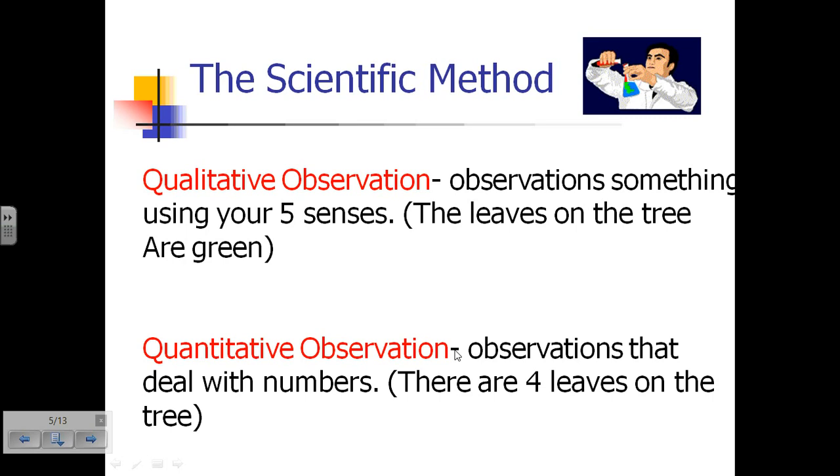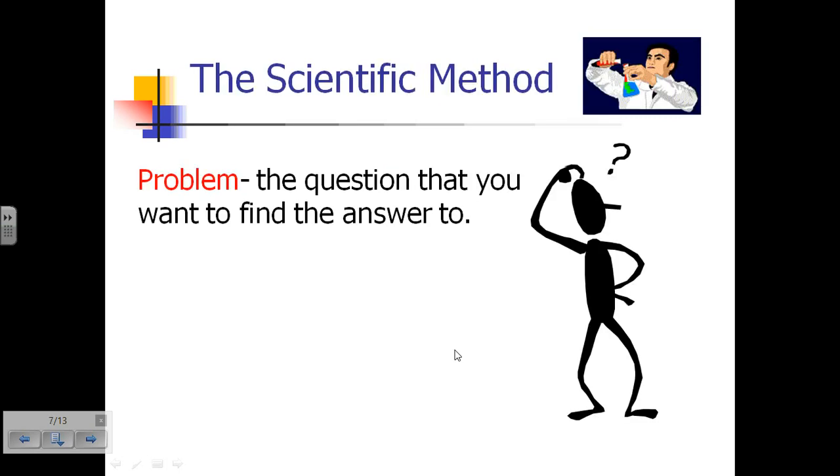A quantitative observation, however, deals with observations that deal with numbers. They deal specifically with numbers. And in this case, an example would be if a tree was noticed and the tree had 4 leaves on the tree. So that is the distinction. Quantitative observation comes from the word quantity, which refers to the number. So think about that as you go through.